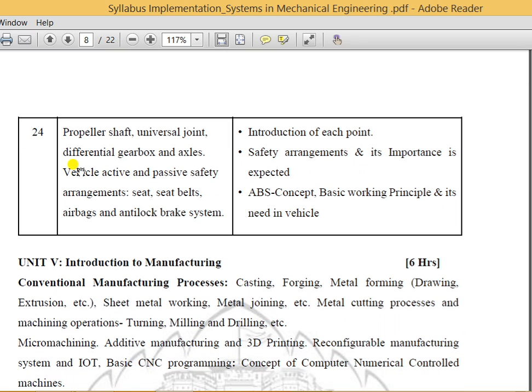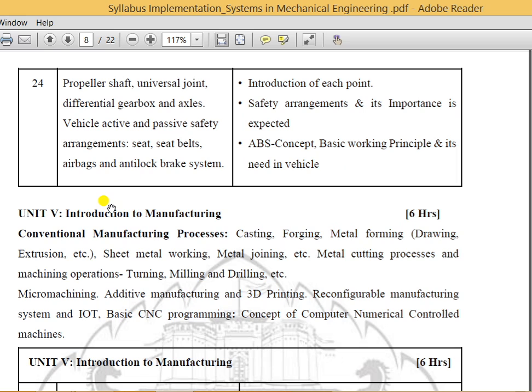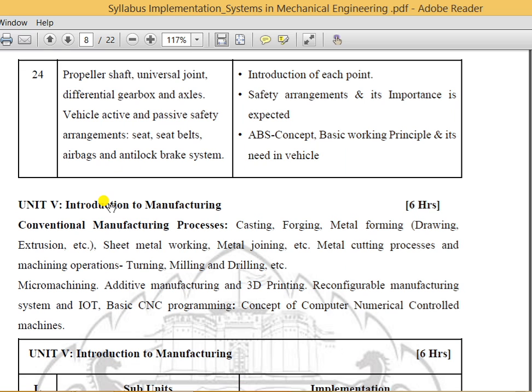Some vehicle safety, active as well as passive safety systems, you need to learn: seats, seat belts, airbags, anti-lock braking system, like that. Try to remember the basic function and basic structure of it in a block diagram manner, and try to have the application of it in a simple manner.